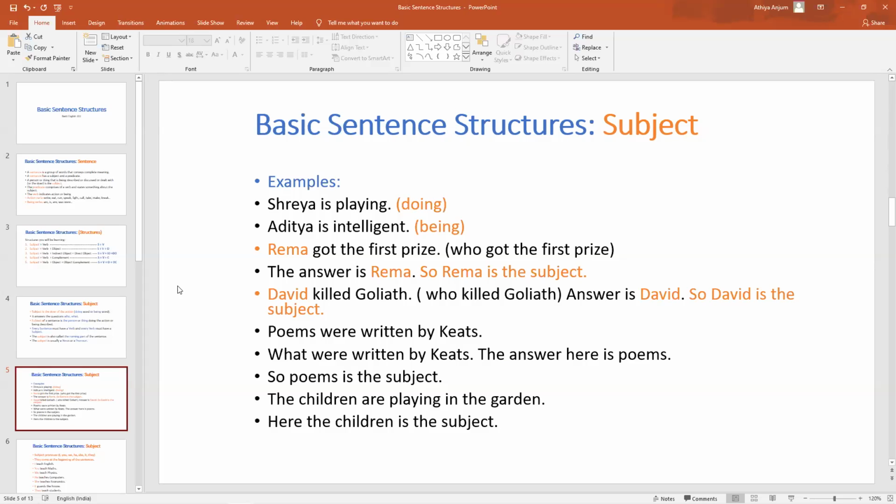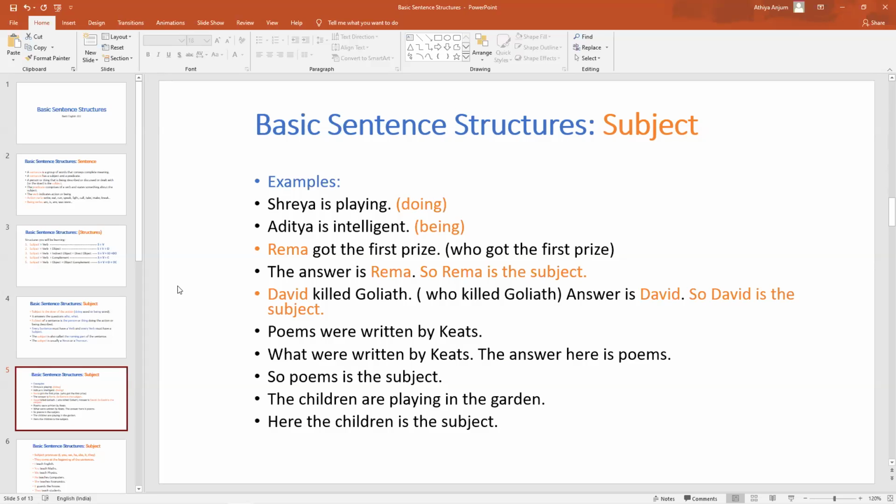Now the next one, Rama got the first prize. So again, if you ask the question, who got the first prize? What is the answer to that? You will get the answer Rama. So Rama is the answer. So Rama is the subject. All right. So which is the verb there? Got is the verb. What did she get? The first prize. That forms the object. We'll go to that later. So first, we will concentrate on the subject, right? Have you understood it so far? Is this clear? So how will you try to find out the subject? By asking a question. Who? Usually who, sometimes also what, right?